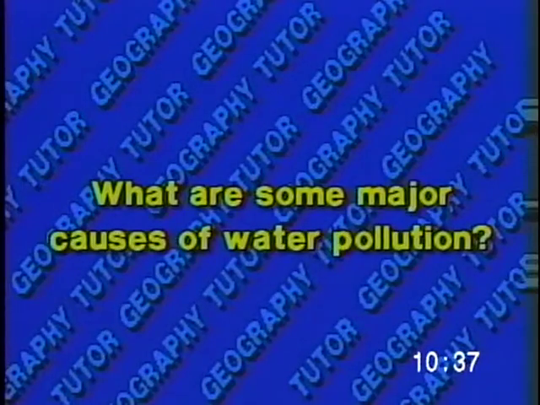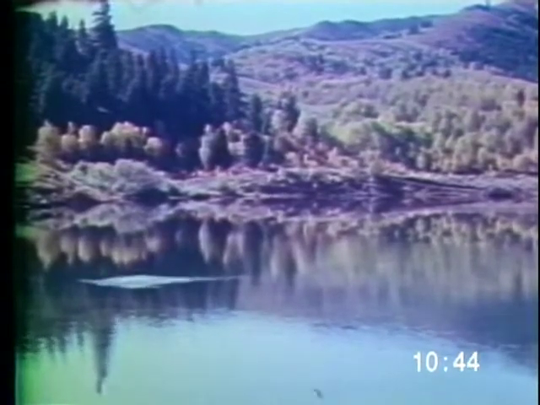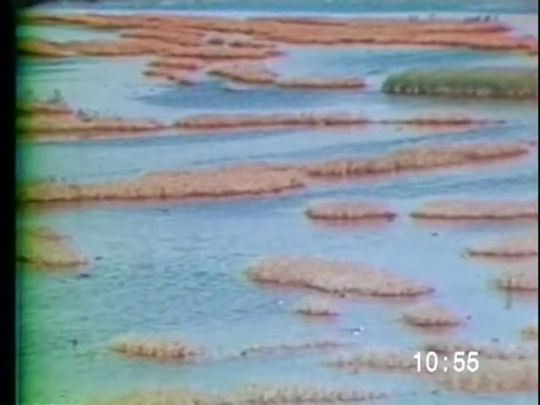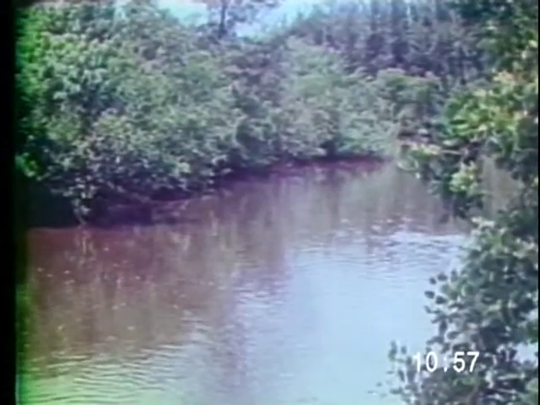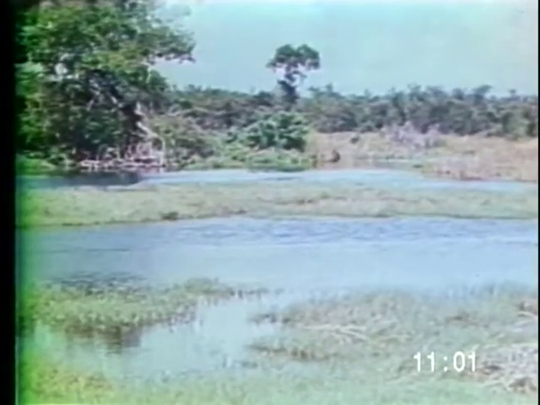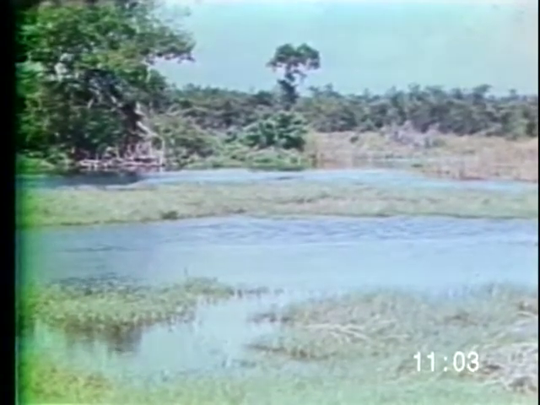What are some major causes of water pollution? Water pollution makes water unsafe for drinking, bathing, and swimming. If fish can live in polluted waters, they may be unfit for eating. Sometimes you can see that water is polluted. In other instances, you may not see the pollution. There may be chemicals or germs in the water that do not smell or that cannot be seen with the naked eye. But these can be very dangerous to man, animals, and plants.